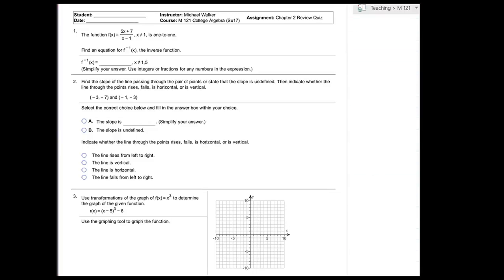Hey everyone, this is the Chapter 2 review quiz, and we're just going to go ahead and go over it. It starts with this question: the function f of x is equal to 5x plus 7 over x minus 1, and we note that x cannot be 1. And we're going to look for f inverse of x.